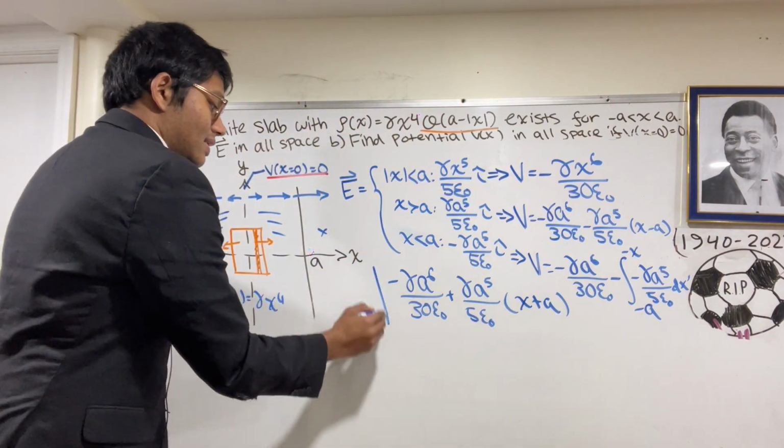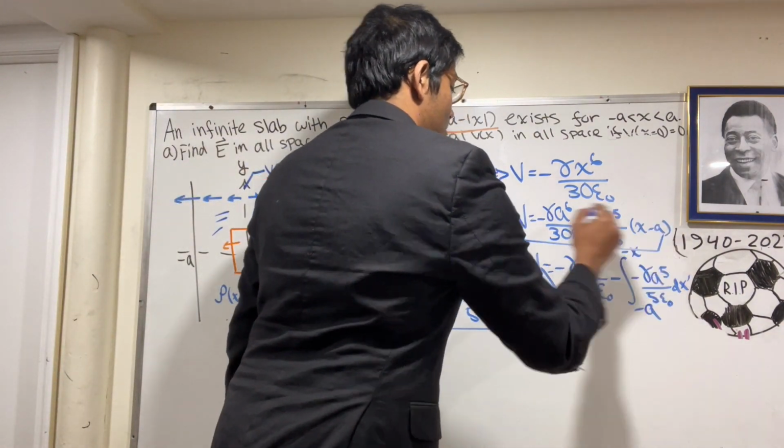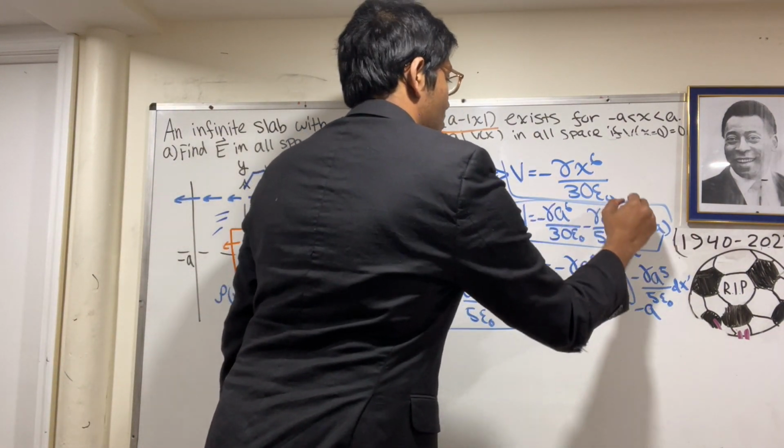That right there is the potential on the left side. Here's the potential on the right side. And here's the potential inside the slab.